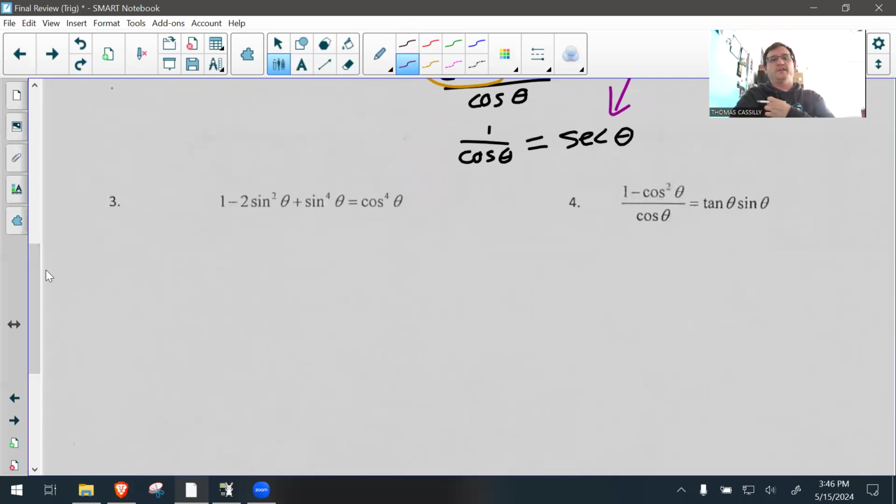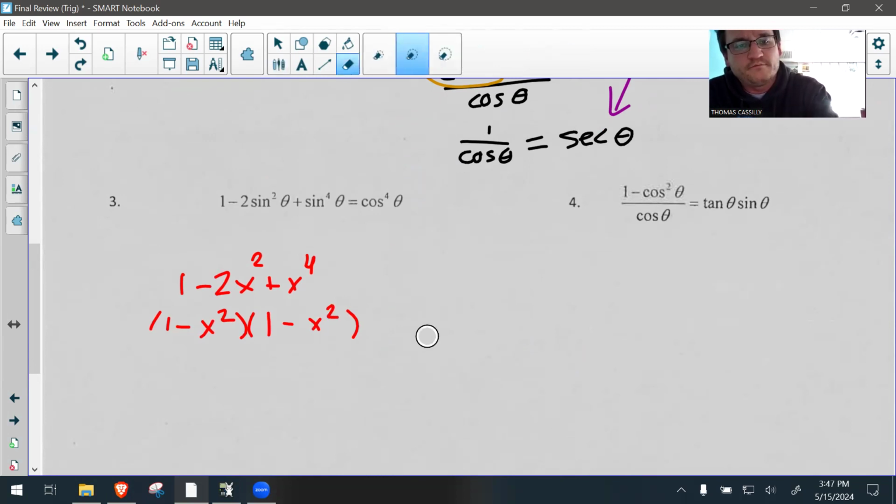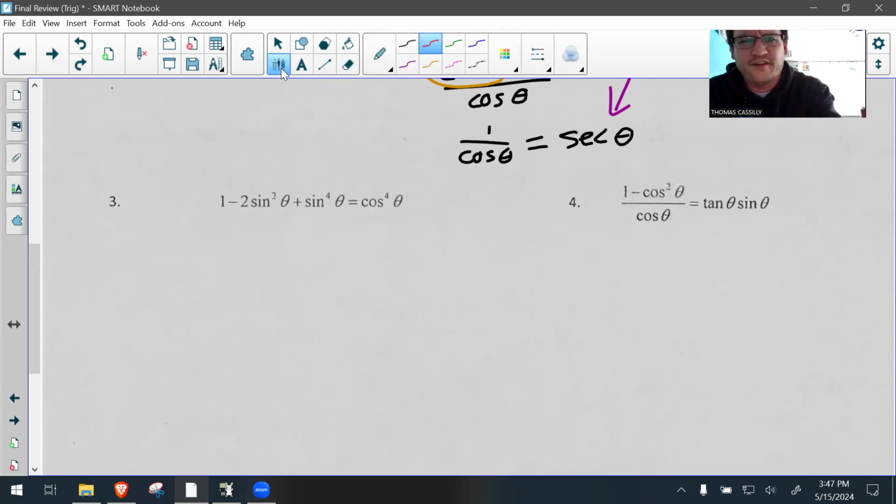All right. Now, on to the next one here. 1 minus 2 sine squared. Let's see what's going on here. Factoring on this one. Think about this. If you have 1 minus 2x squared plus x to the fourth, that factors into 1 minus x squared times 1 minus x squared. We're going to do the same thing here, but with sines.